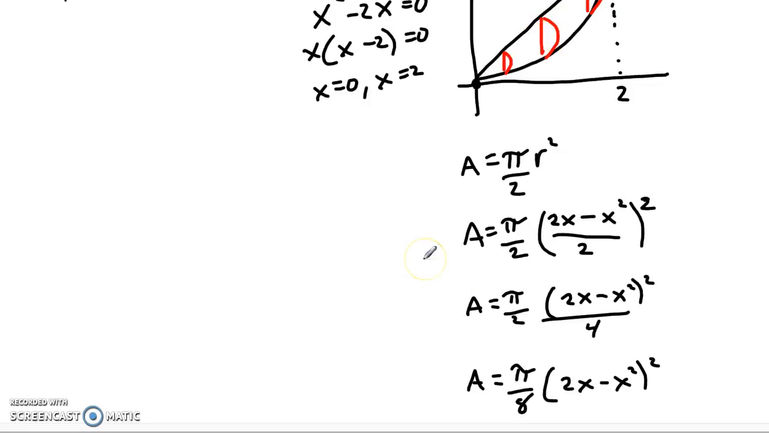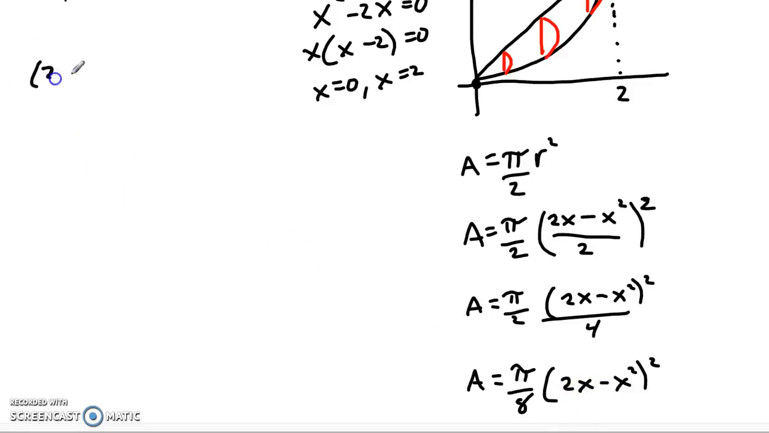And this is generally going to be true for a semicircle. It's going to be pi over 8 times that vertical height, the diameter, squared. So you might want to hang on to that. It's kind of handy to remember, or you can just go through the simple derivation each time. Now, in order to integrate that, we will need to square this binomial, right?